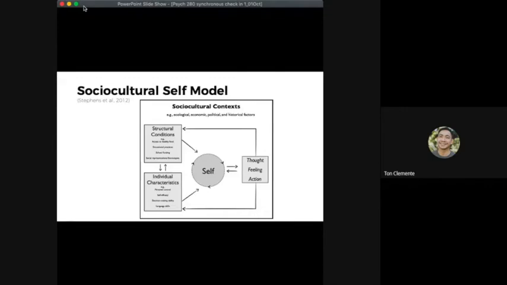For purposes of transparency, it's the sociocultural self-model, though in the later revisions by Stephens it became just the sociocultural model. And I'll show you the revision later on. This is actually my favorite social class model. Why? Because for Stephens, social class is an immersive environment that shapes the self.